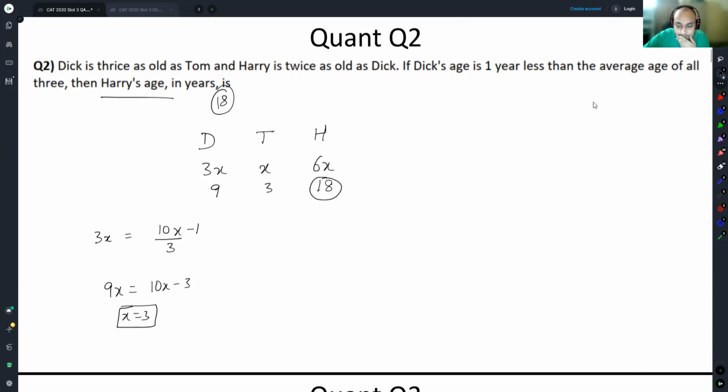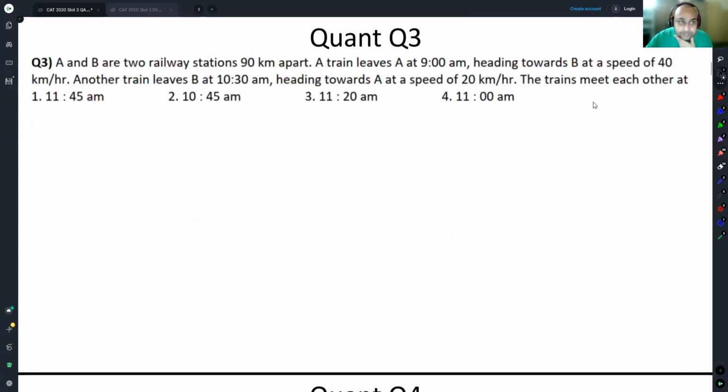Okay. Let's go. A and B are two railway stations 90 kilometers apart. A train leaves A at 9 a.m. heading towards B at a speed of 40 kilometers per hour. Another train leaves B at 10:30 a.m. heading towards A at a speed of 20 kilometers per hour. Take care, the trains meet each other at.